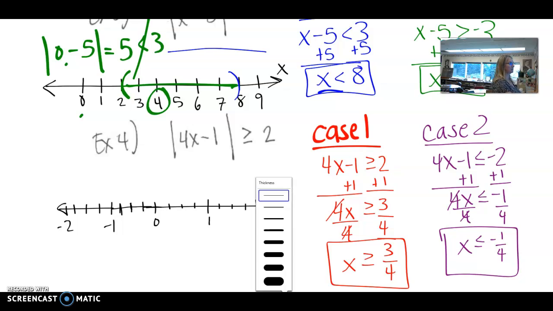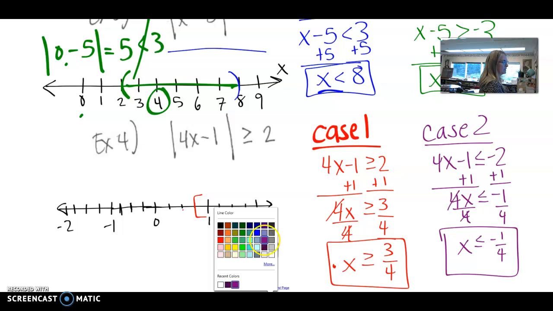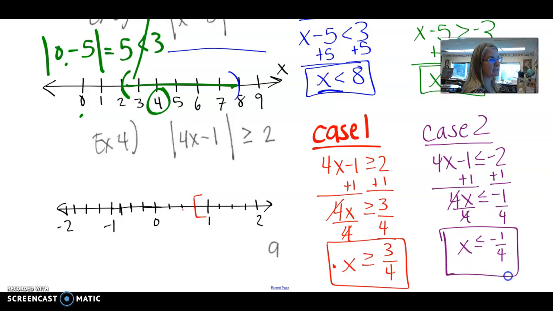So greater than or equal to 3/4, I'm going to do this one right here. 3/4, this is 1/4, 2/4, 3/4, and so I'm going to make a square bracket facing to the right, because the numbers that are greater than 3/4 are the ones to the right. And then the other solution over here was x is less than or equal to -1/4, which is right here. And less than or equal to means it's going to be a square bracket again, and numbers that are to the left of that. So that would be your solution.